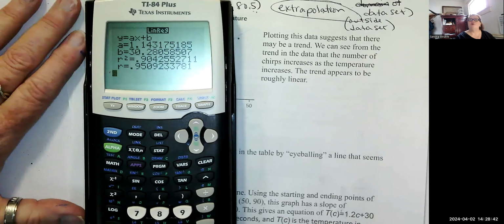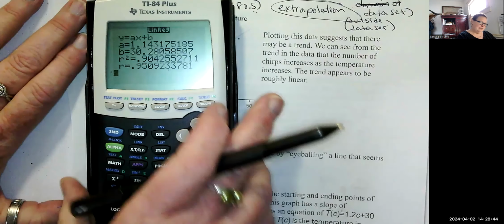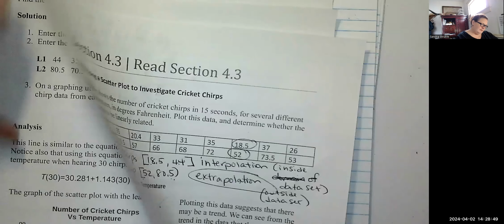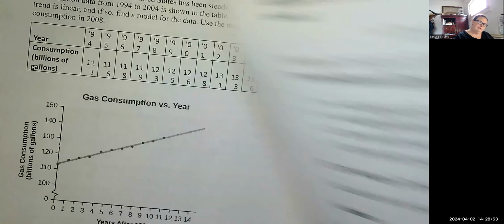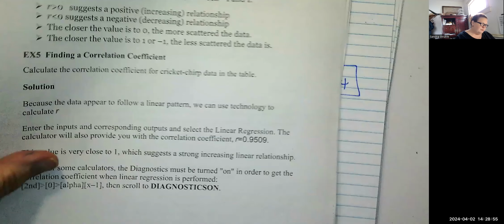Now I'm going to talk about the correlation coefficient. If you have any questions up to this point, please make sure you write it down and you let me know. There's also some good stuff here as well. All right, so correlation coefficient.